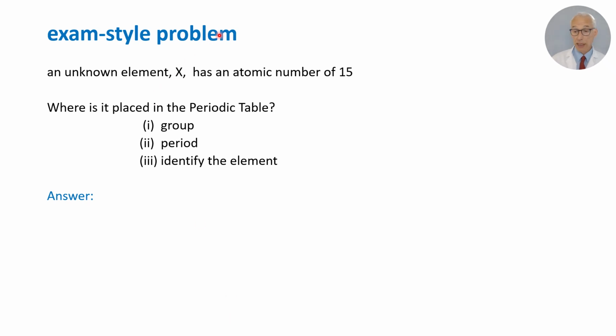So here is an exam style problem. An unknown element X, capital X, has an atomic number of 15. Where is it placed in the periodic table? What's its group number, in other words, and in which period? Stop the class, locate element X, and come back to check against my answer.